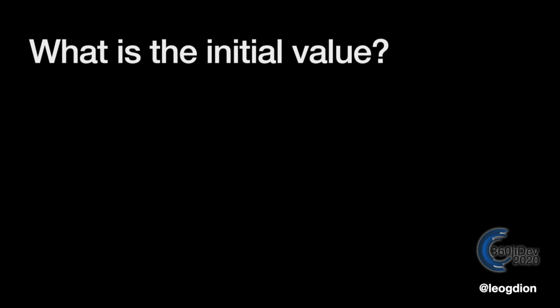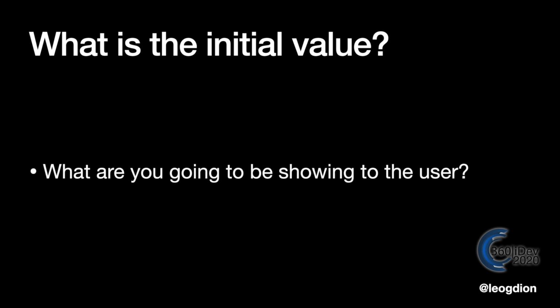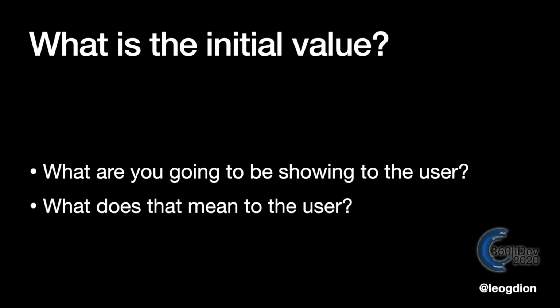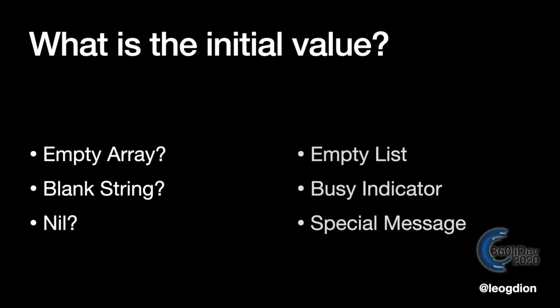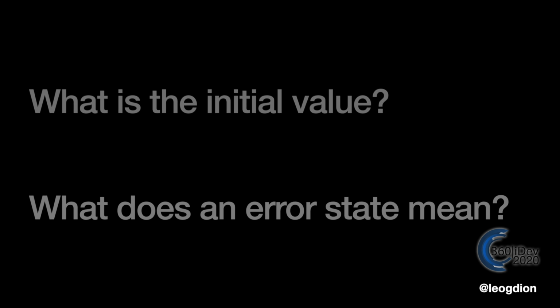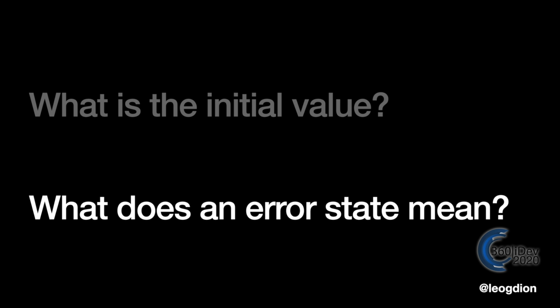And when it comes to the initial value, you need to ask yourself these questions. What are you going to be showing to the user when they first launch the app before it's even loaded any data? And what does that mean to the user when there's an initial state? When it comes to that property, is it going to be an empty array, a blank string, or just nil? Are you going to be showing an empty list? Are you going to be showing a busy indicator, or maybe a special message on the screen that says that the data is loading? Similarly, you have to ask, what does an error state mean?